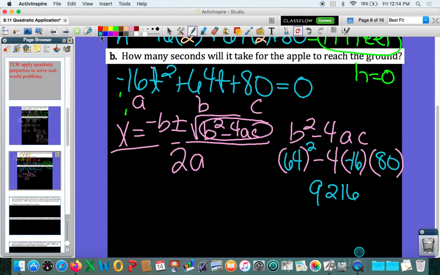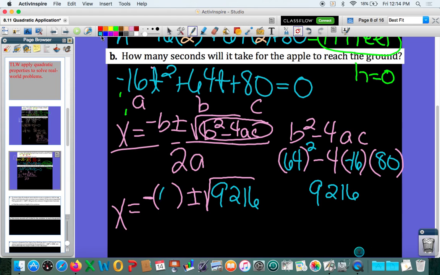Okay, so now I can come back over here, and I've got x is equal to negative. Negative is part of our equation, it has to be there. I put my parentheses, plus or minus the square root of 9216. And while I've got this, my b is 64, so I'm going to put 64 here, all over 2 times negative 16.